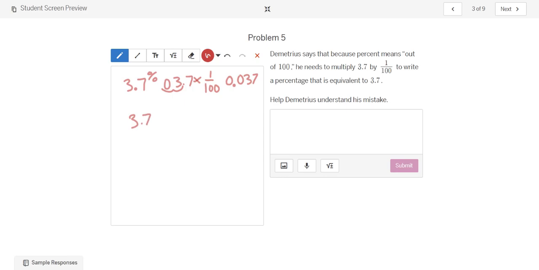But that's not what he's saying. 3.7. To get 3.7 as a percent, you just multiply by 100. That would be like 370. You should multiply by 100, not divide. He was dividing by 100.